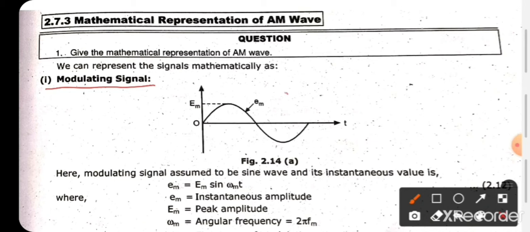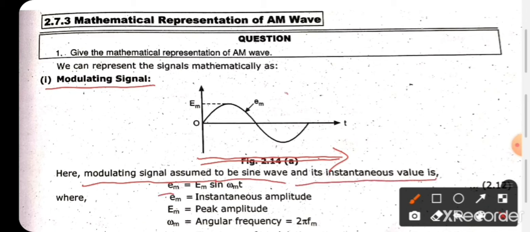Okay, so the modulating signal can be drawn like this. Here the modulating signal is assumed to be a sine wave, and its instantaneous value is written as em equals Em sine omega mt. Here em is the instantaneous value of the modulating signal, and capital Em is the peak amplitude of the modulating signal. Here omega m is the angular frequency, which is represented as 2 pi fm, where fm is the frequency of the modulating signal.